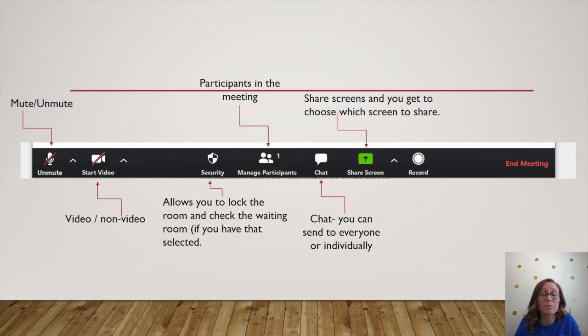So if there's only one person in the meeting, and maybe you don't have their email address and you need it, you can chat just to that one person, and only they will be able to see it and get whatever information you might need.